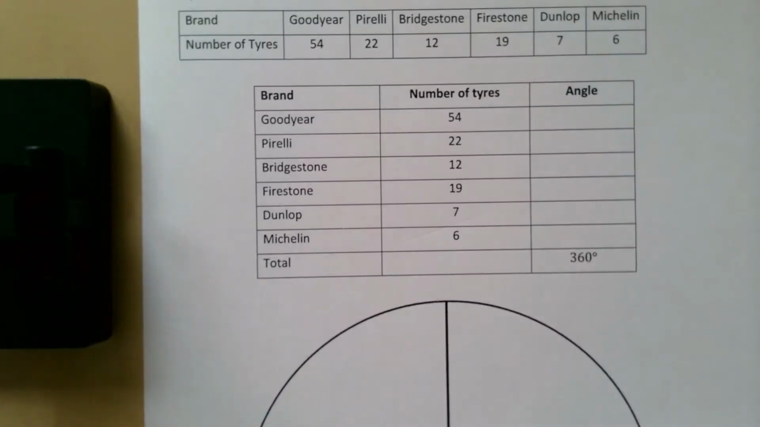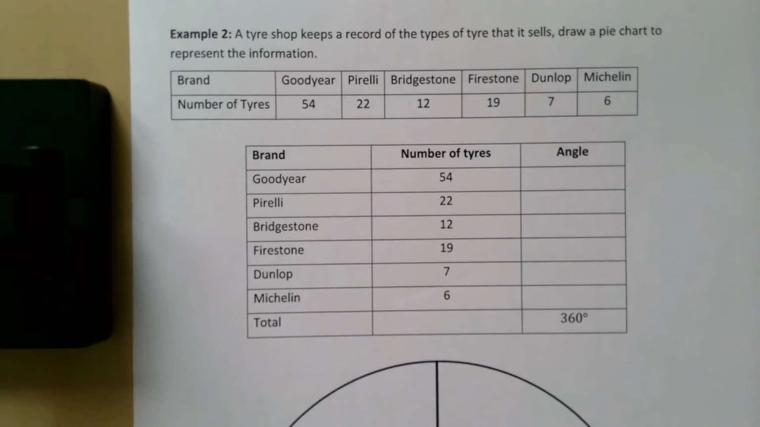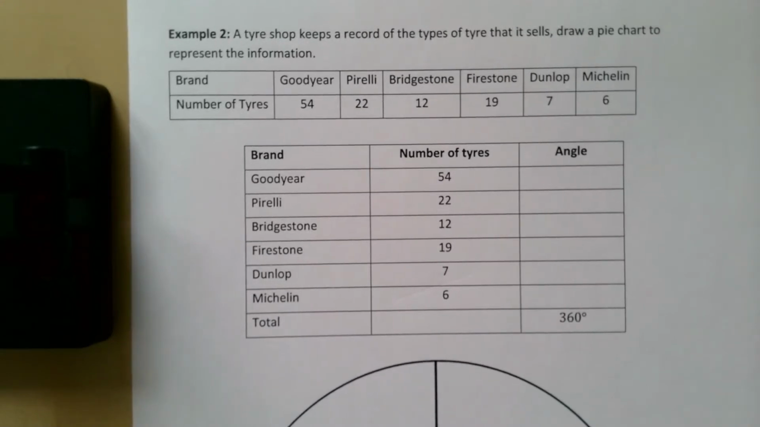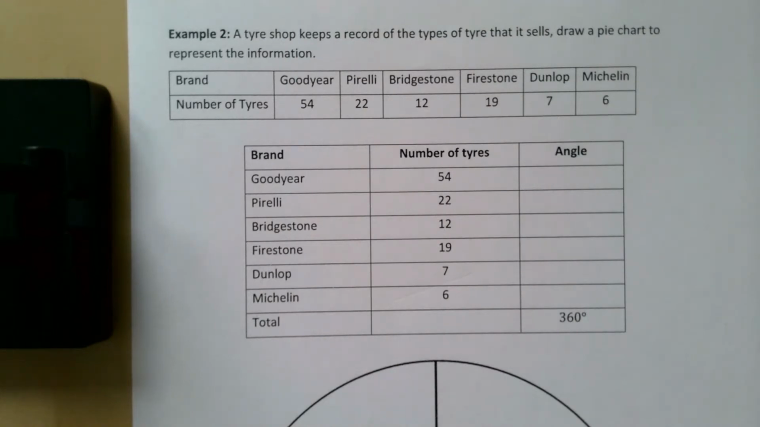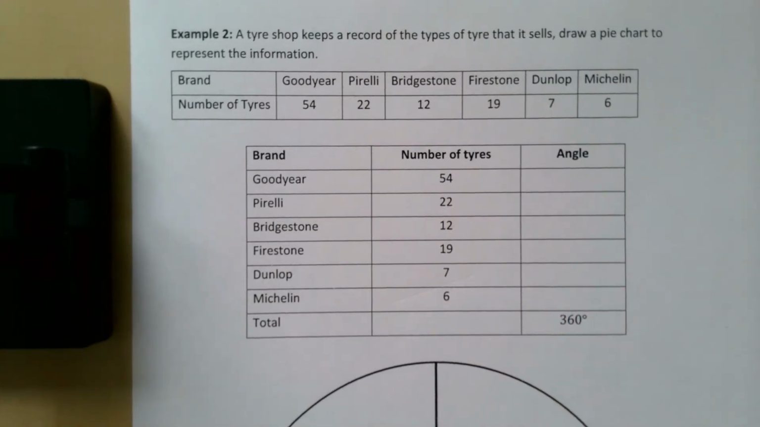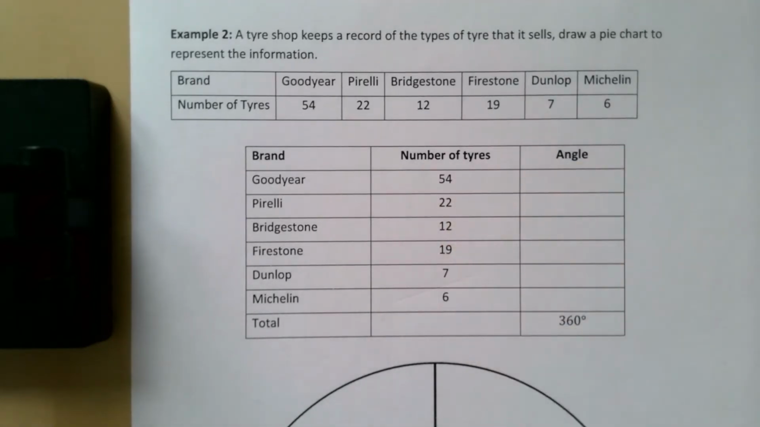And this is something that you want to try and get in your head. A tyre shop keeps a record of the types of tyres that it sells. Draw a pie chart to represent the information. And so we have these ones here, and then we have our table. My thoughts are always that the table is the most important part of the pie chart. It gives all the information, and so you should be able to get all the information that you need from there.